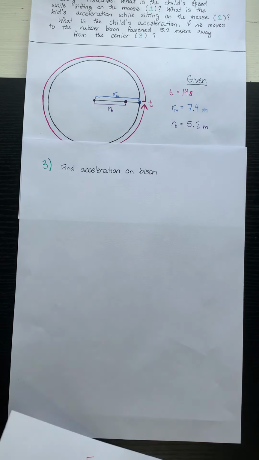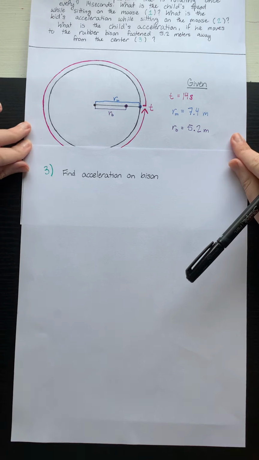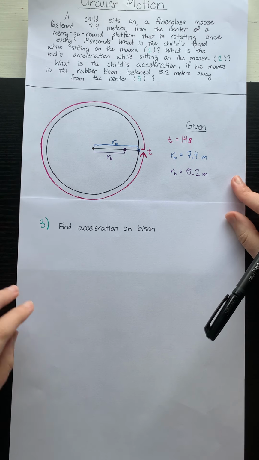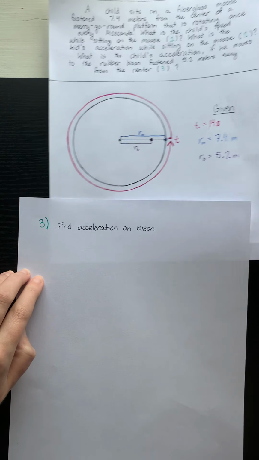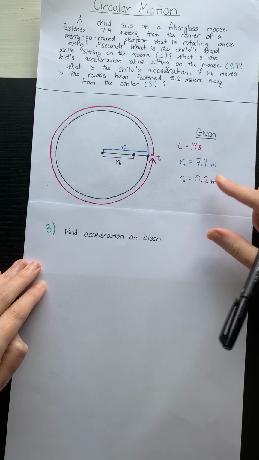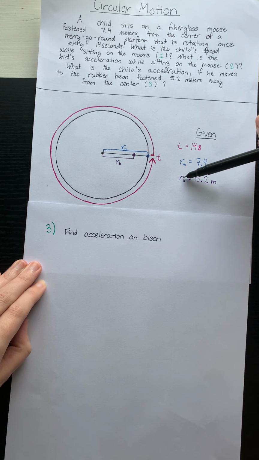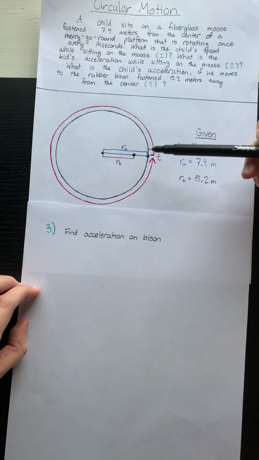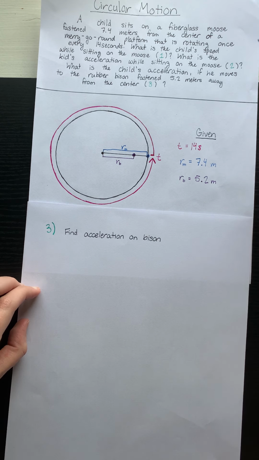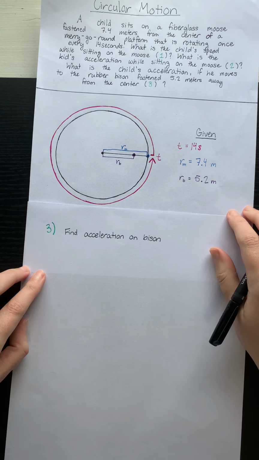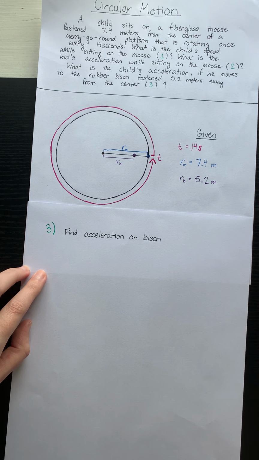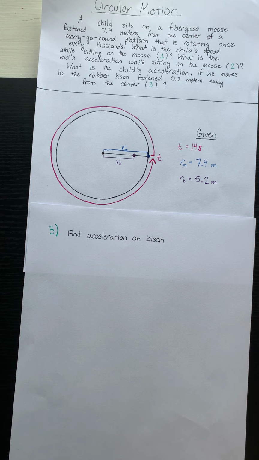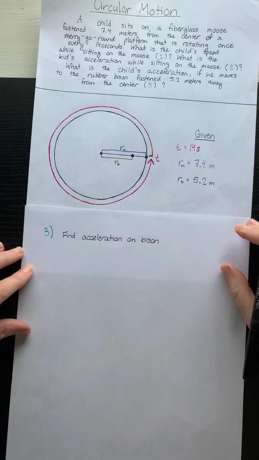So, part 3 of the problem asks us to find the acceleration on the bison. Well, we know that the radius of the bison is 5.2 meters away from the center of the merry-go-round. That is different from the radius of the moose, so we have to solve for the circumference and speed like we did with parts 1 and 2 to get the acceleration.